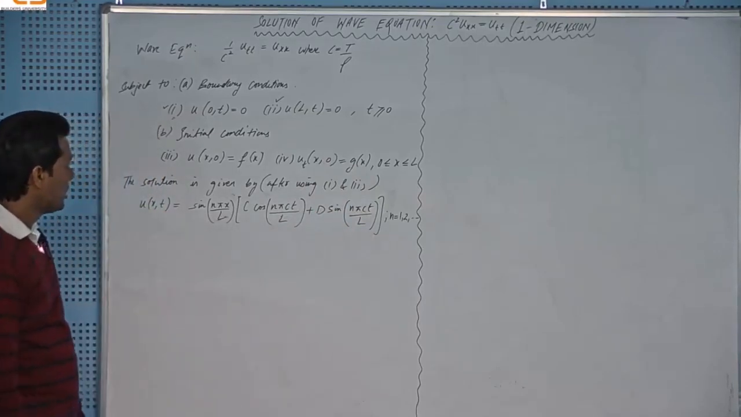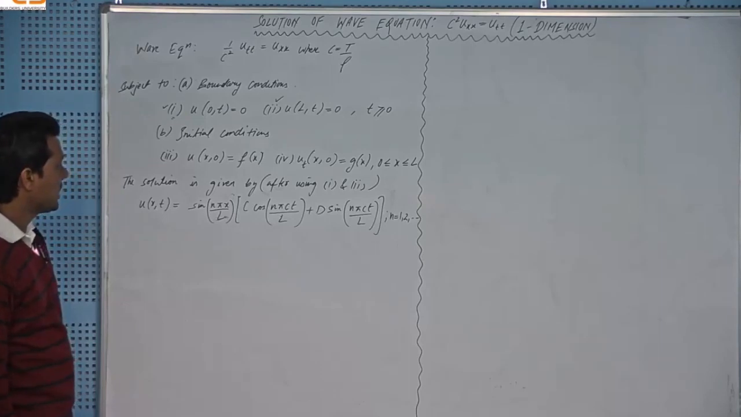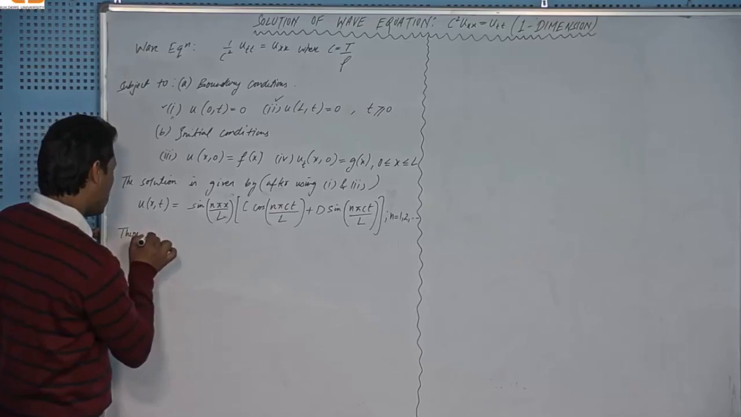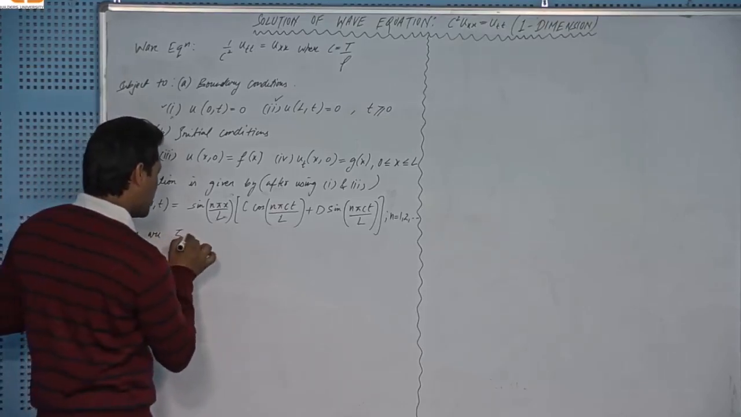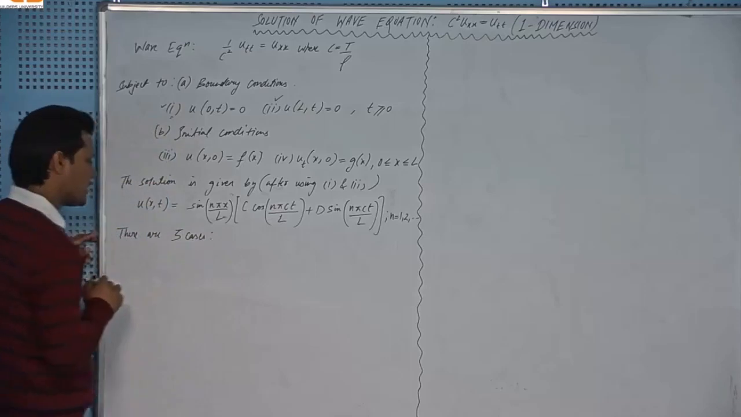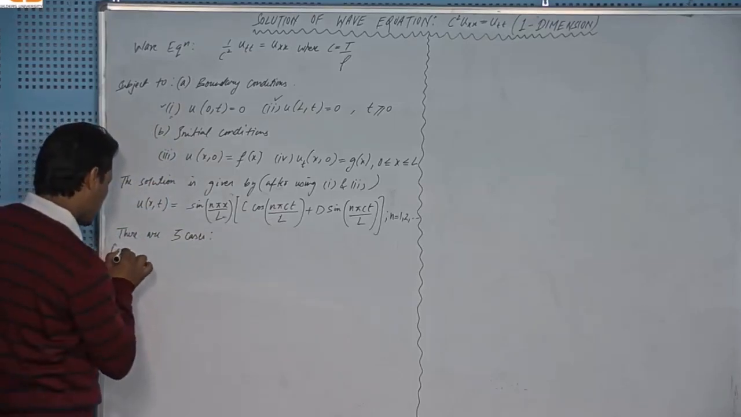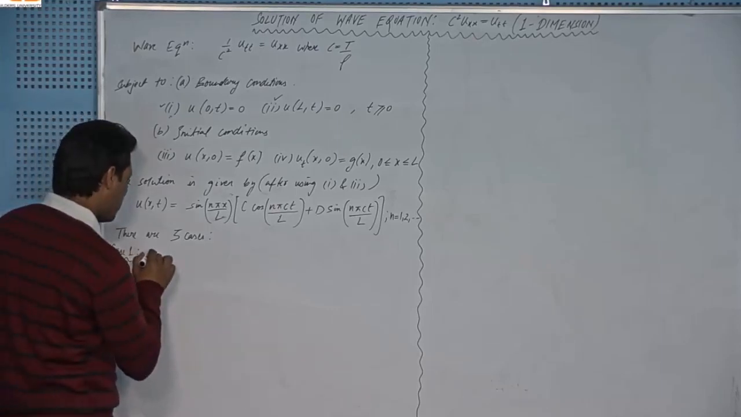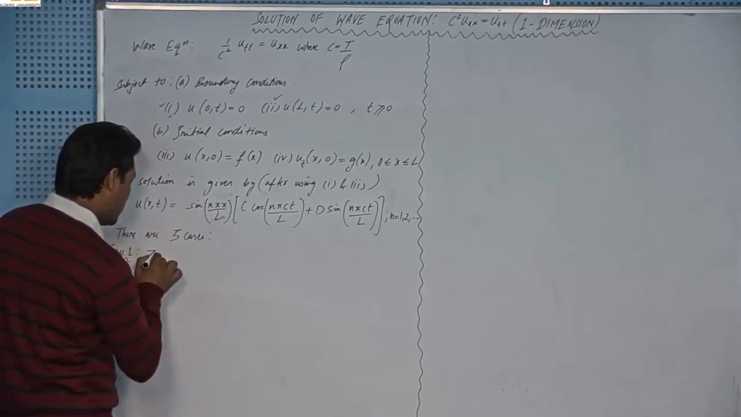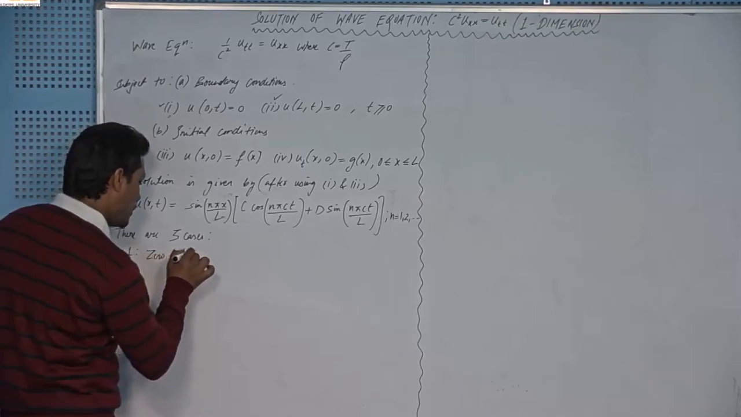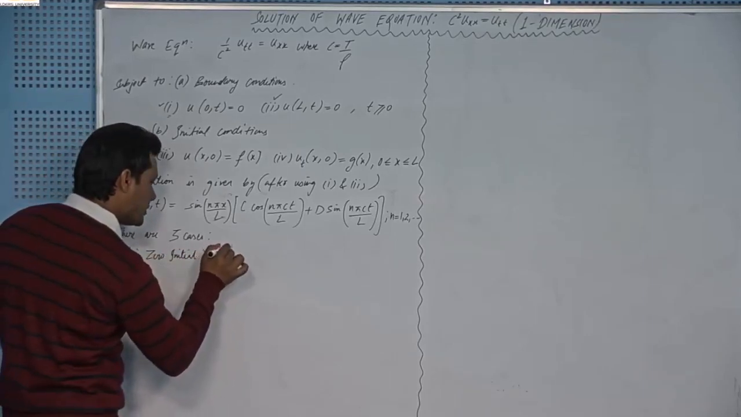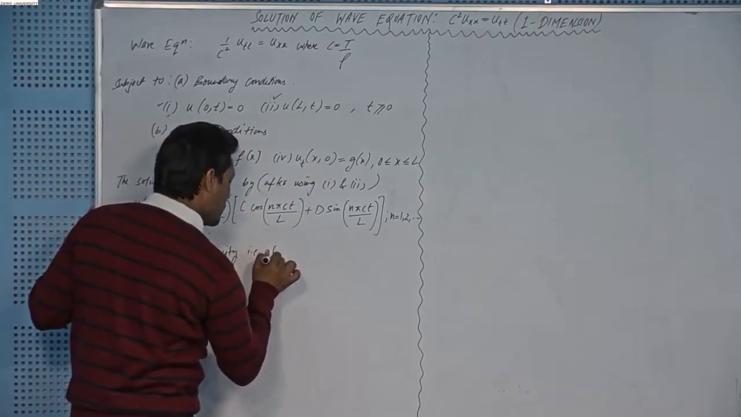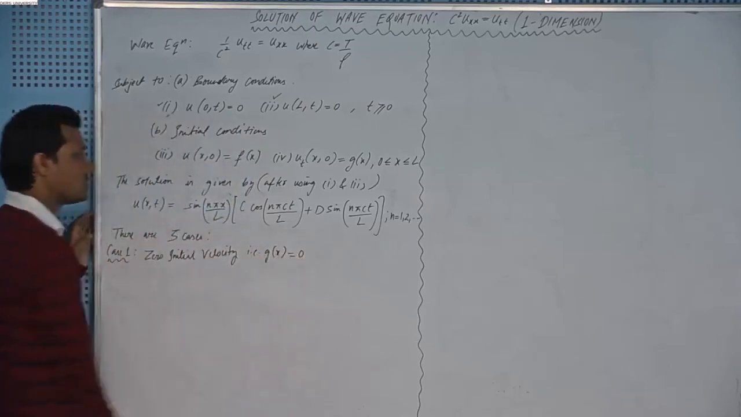So let me take case number 1 first. I should write 3 cases, one more case is there. Case number 1 is when the initial velocity is 0, meaning g(x) is equal to 0.